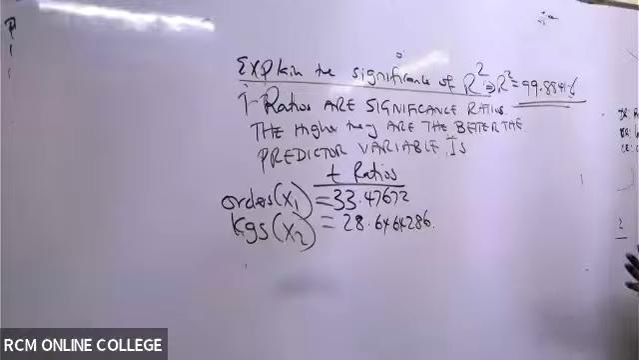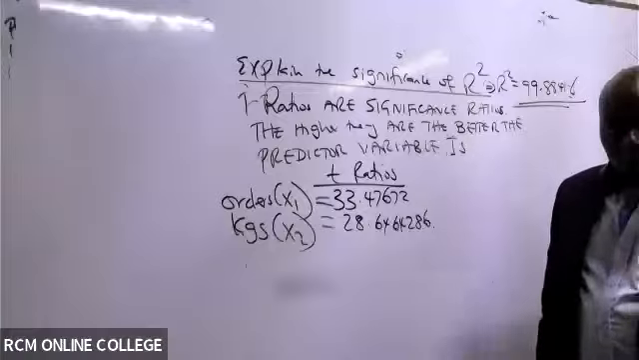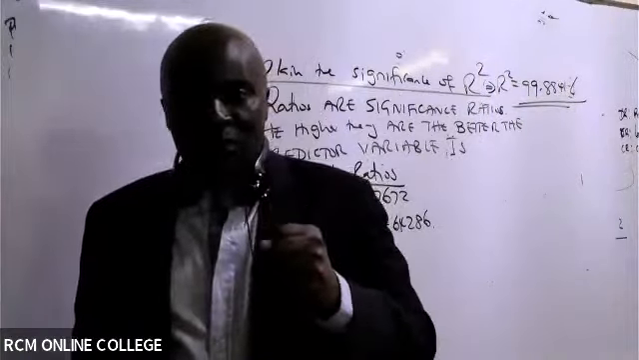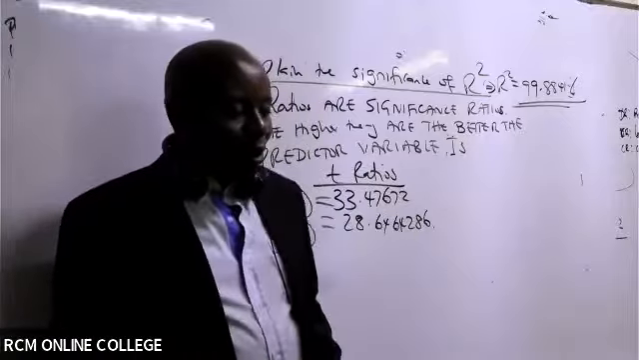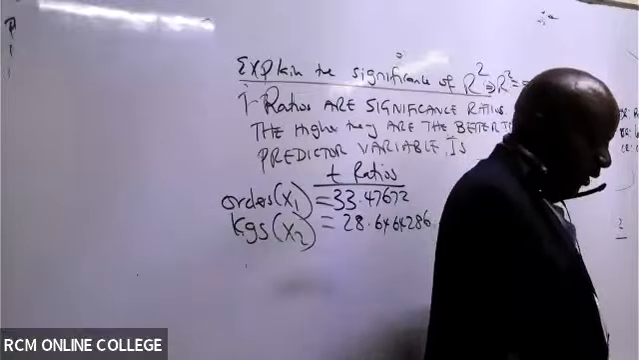So if push comes to shove and you're told, hey, drop one of the variables, I can't drop number of orders because of their strength. So number of orders in this case here are more significant.